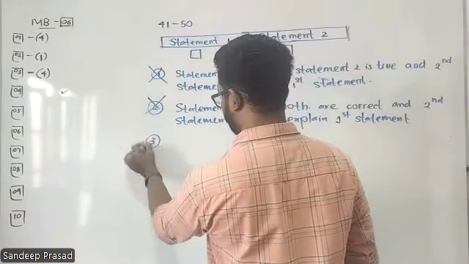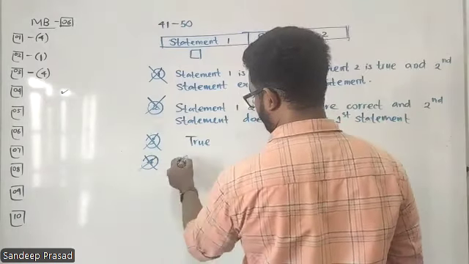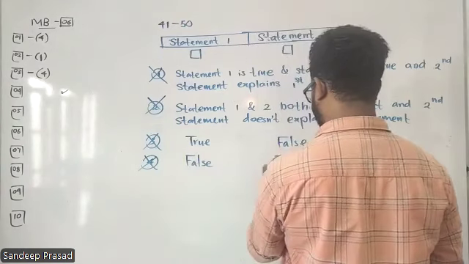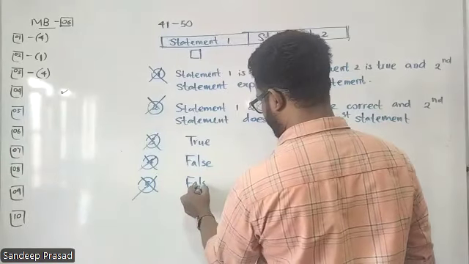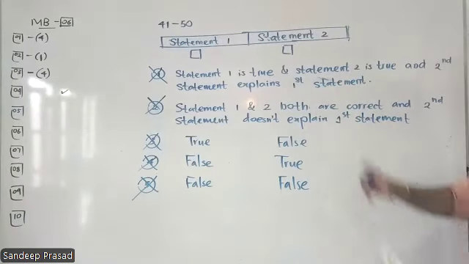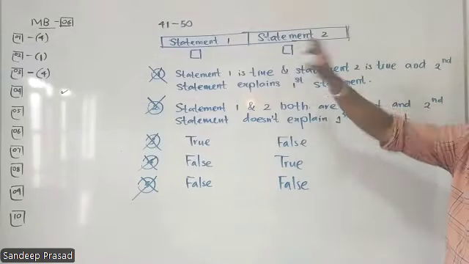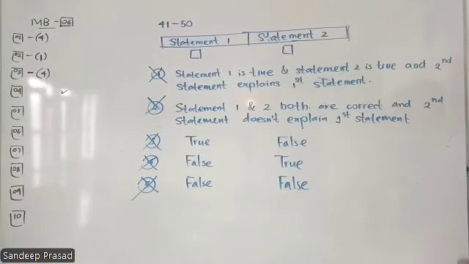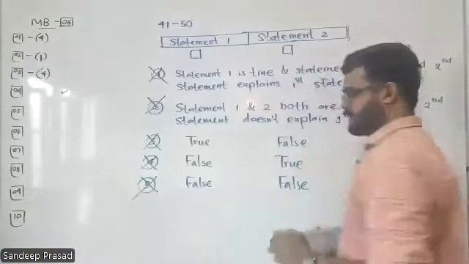Third one is the first statement is true and the second statement is false. Fourth one, the first statement is false and the second statement is true. So you have to choose option number 5 when both the statements are false. Understood? Anyhow, you have to check whether these statements are true or false. Then if both of them are correct, you have to check whether the second statement explains the first statement correctly. Understood? So that is the question pattern from question number 41 to 50 in our A-level exam paper.